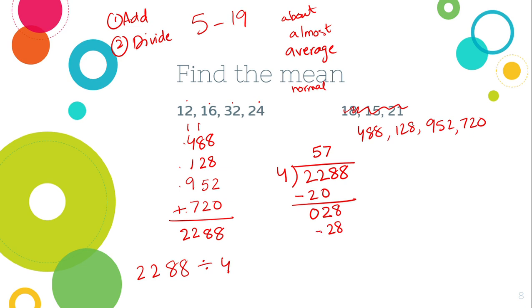Okay, let's subtract again. 8 minus 8 is 0. 2 minus 2 is also 0. Now what? Bring this 8 down. Okay, multiply again. 4 times 2 is 8. 8 minus 8 is 0. So the answer is 572. The mean of these numbers is 572. Okay? Add up all the numbers, divide by how many numbers you added.